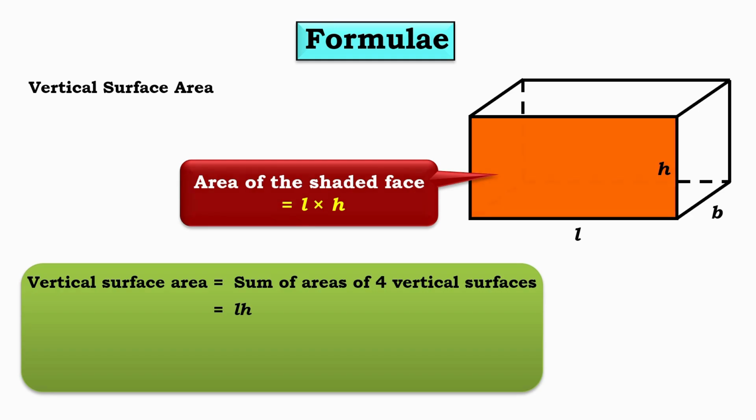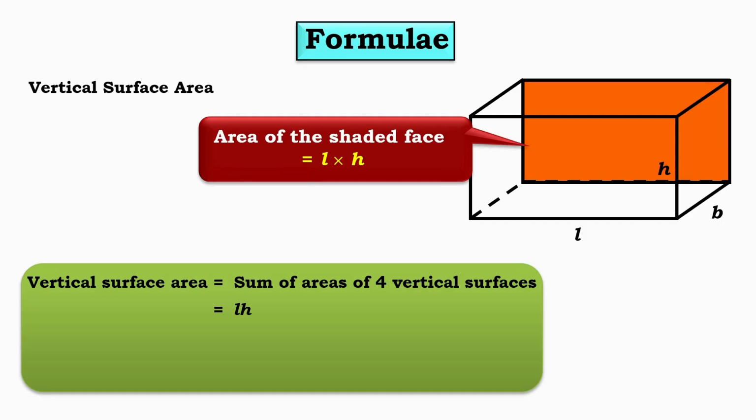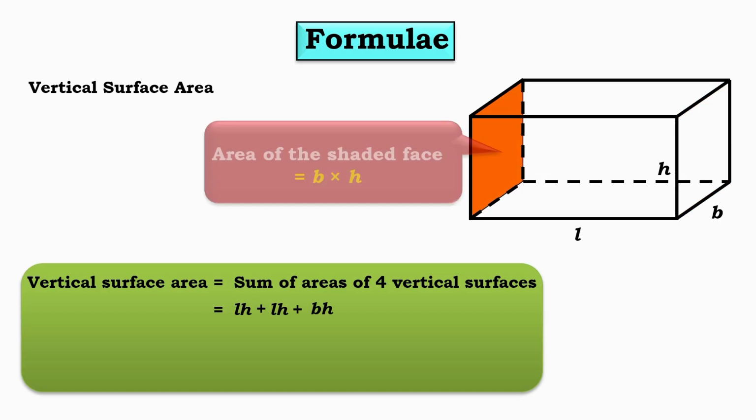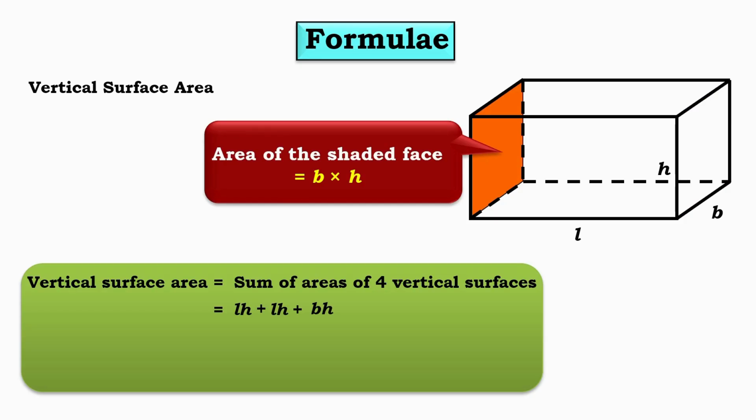We will write this down. Then let us take the other vertical surface, which is also L and H, so we add LH plus LH. Now take the other two vertical surfaces. Here the adjacent sides are B and H, so the area of the shaded face is B into H, plus the other shaded face, whose area is also B into H. We will add that too.